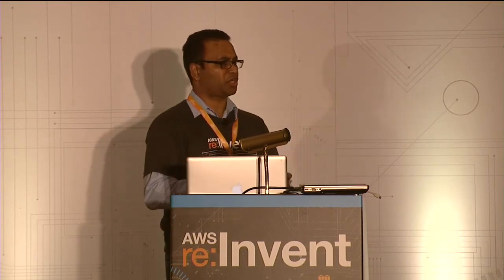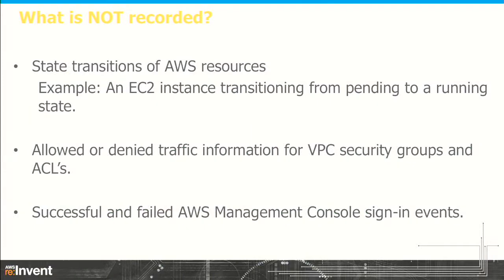Allowed or denied traffic information for VPC security groups and ACLs. You create security group rules and ACLs to define what traffic should be allowed and what traffic should be denied. CloudTrail doesn't capture the network flow that is allowed or denied based on the definition of that security group rule or the ACL that you've defined. And finally, the console sign-in events. The console sign-in events are the events that occur when you enter your username and password and hit enter. The API calls that occur after you sign in are all recorded. Just the sign-in event itself is not recorded by CloudTrail.